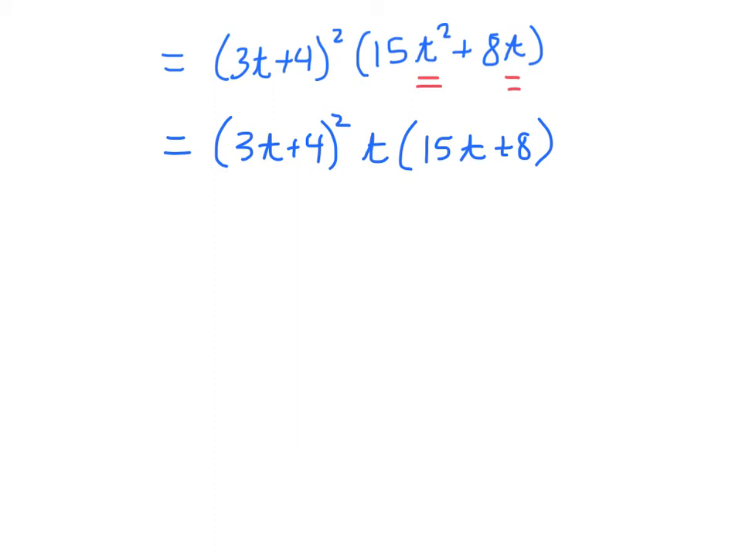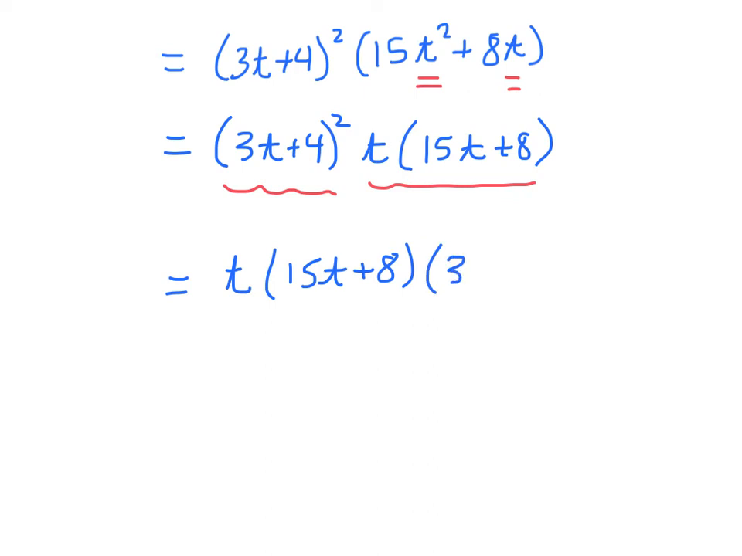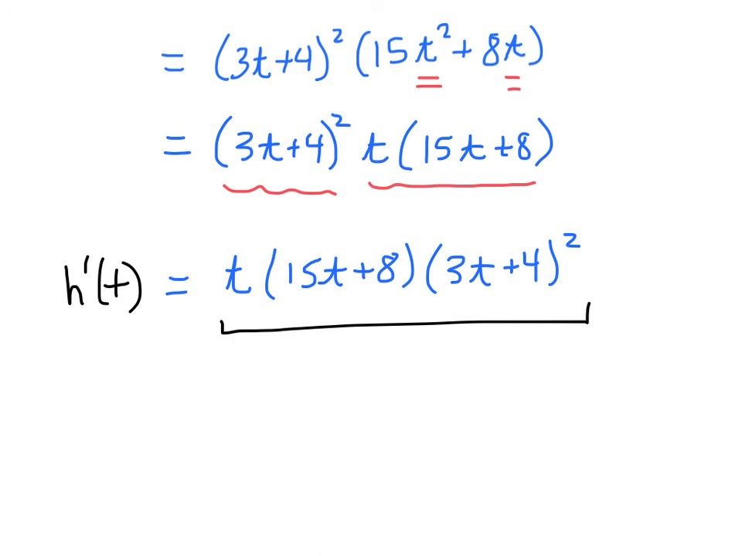And then depending on how these are written, I'm guessing that the most common way would be to go in ascending order. The t would be out in front, the 15t plus 8 would be next, and then the 3t plus 4 quantity squared would be last. So that's the completely factored version of the derivative. Remember, we were shooting for the derivative. We arrived at one form of the derivative back on the last screen, and then we went ahead and did some factoring. And this is another form of the same derivative.